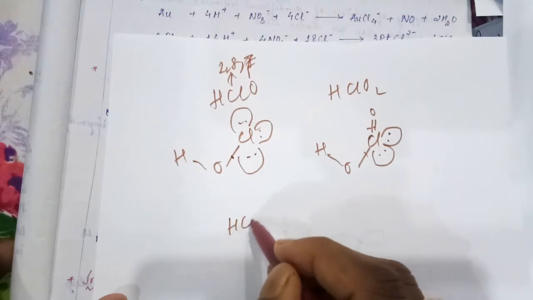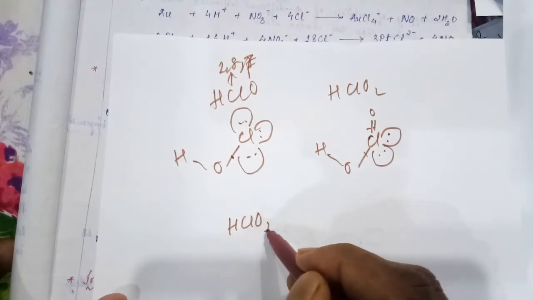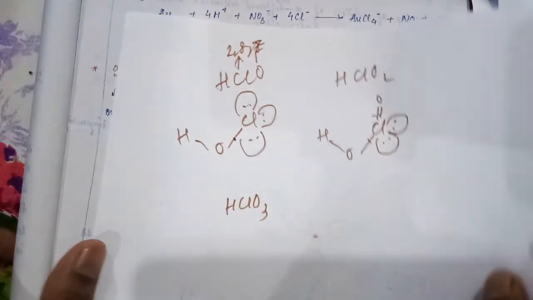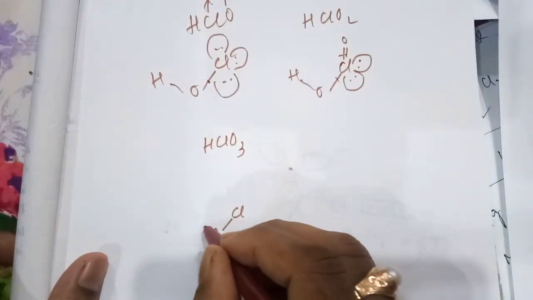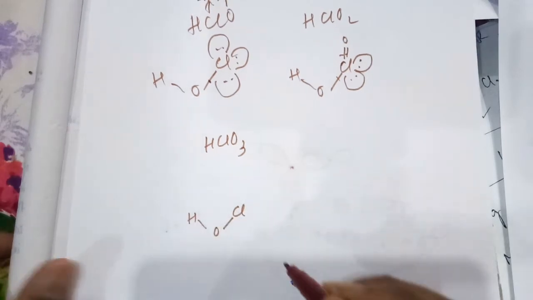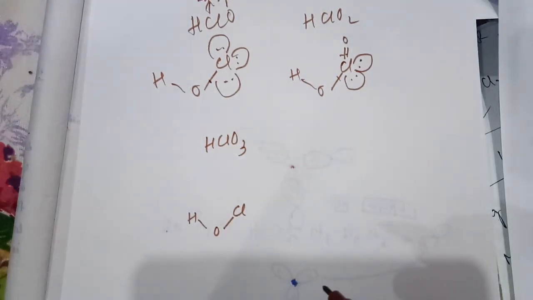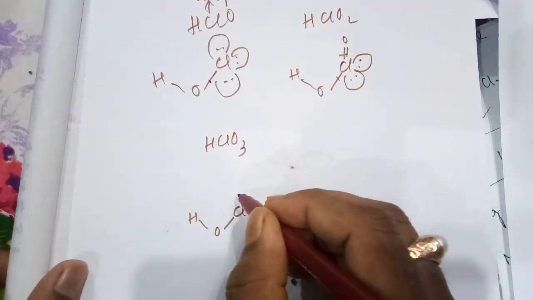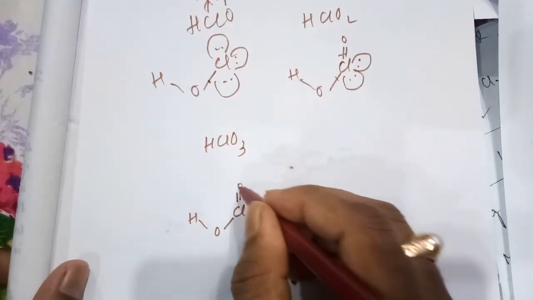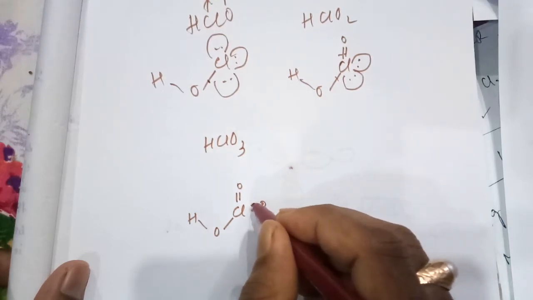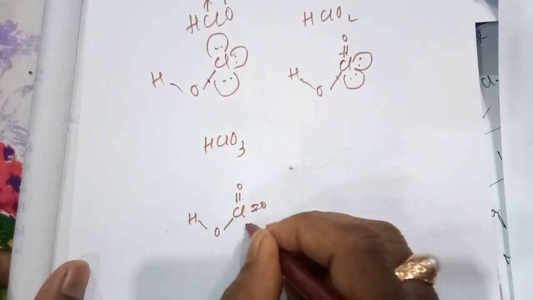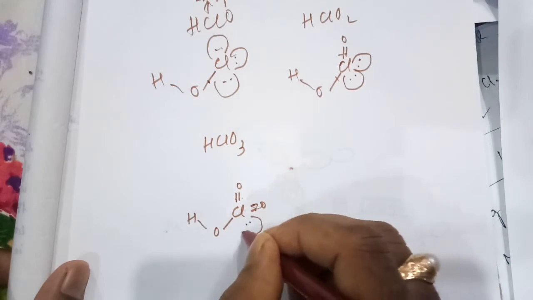If you want to draw HClO3, then Cl is there, oxygen is there, hydrogen, so Cl-O-H. Now there are two oxygens left, so one oxygen with a double bond, another oxygen with a double bond. So 5 electrons are used, and one lone pair is left.